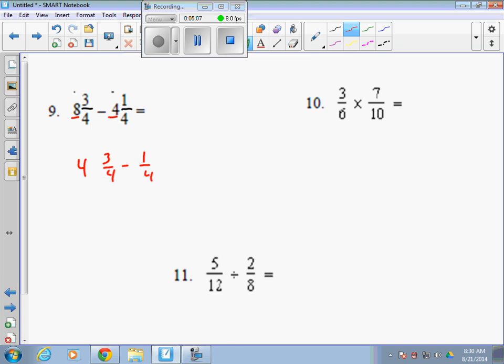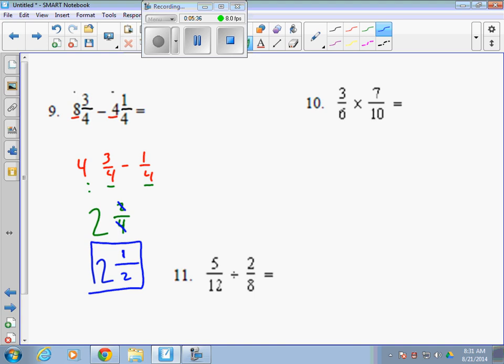Notice they both have the same denominator, just like a couple of problems ago when you have an addition or subtraction problem with the same denominator. So keep that denominator the same, 4, and simply subtract 3 minus 1 to get 2. So don't forget to bring down your whole number. 2 and 2/4, again, not considered simplified because 2/4 can be simplified. The number 2 goes into itself once, and the number 2 goes into 4 twice. 2.5 is the best version of this answer.